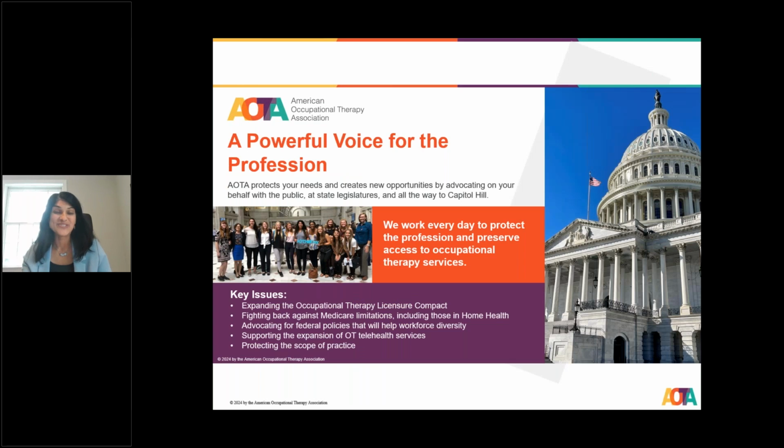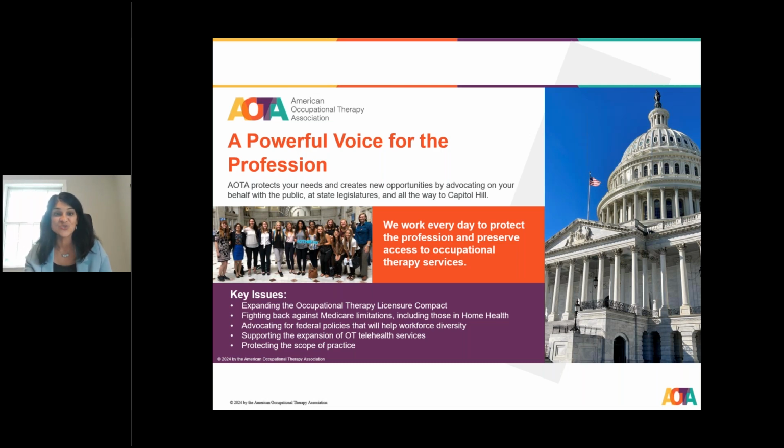Before that, just as a quick overview, some of what AOTA does is represent a powerful voice for the profession of occupational therapy. We are advocating on behalf of consumers at state legislatures and all the way to Capitol Hill, in addition to on behalf of the practitioners who provide occupational therapy services and students. We work every day to protect access to the profession.